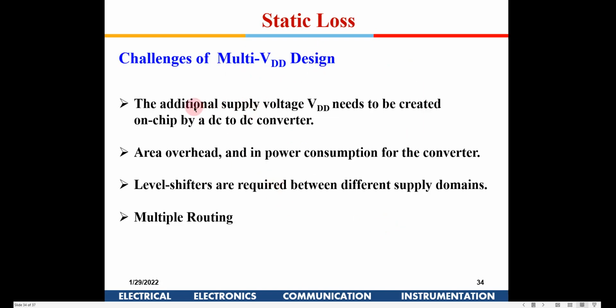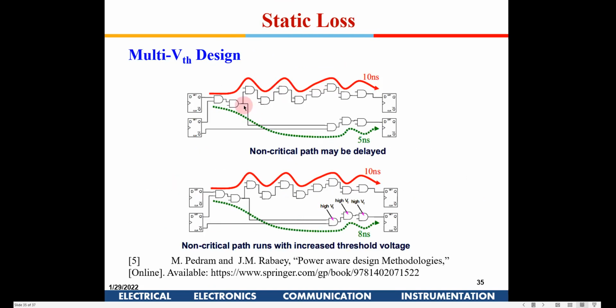So there are challenges: additional voltages need to be created, and there is area overhead and power consumption. A DC to DC converter will be required, level shifters will be required, and multiple routing, but still it is worthwhile doing this. Most processors, in spite of all these constraints, do this. There is another option available. Instead of decreasing the VDD in the non-critical path, we can use high VTH devices which will reduce the static power. This is also an equally good option, and it is employed in many circuits.